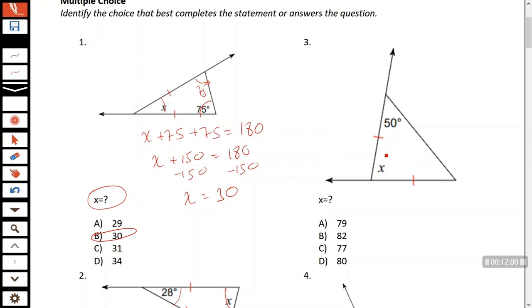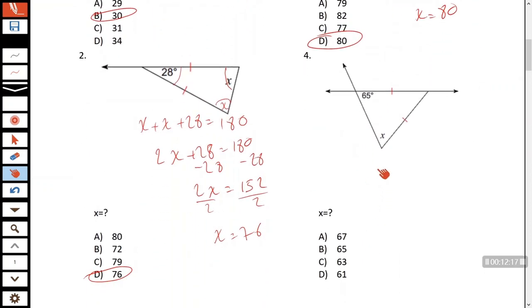Okay, another question. If you get the idea, I think you can solve that one because of the isosceles. These are the same as what we know: the base angles are congruent. 50, 50 plus 50 is 100. So 100 plus x equals 180. x equals 80. That's good.